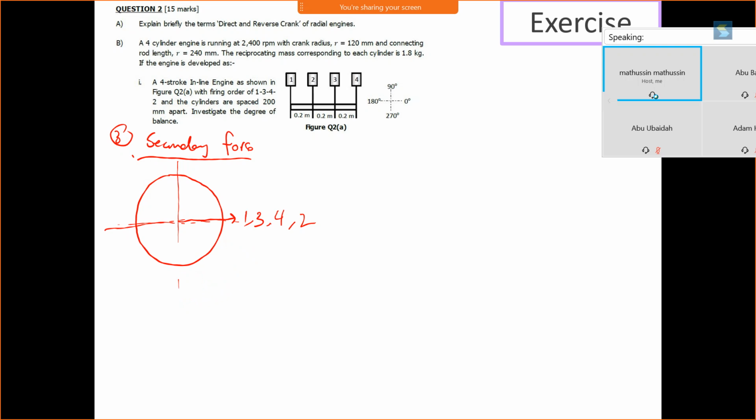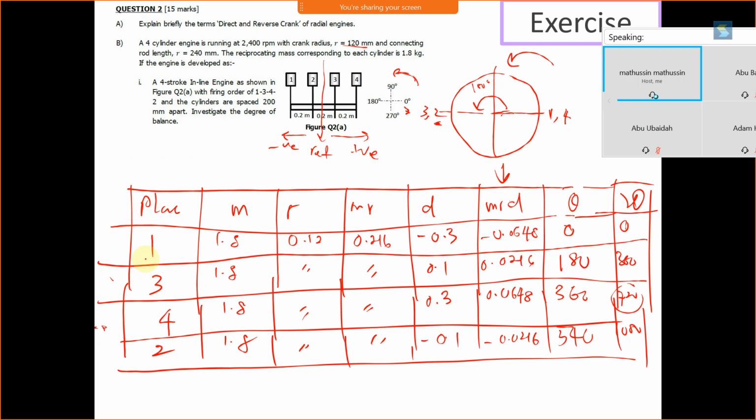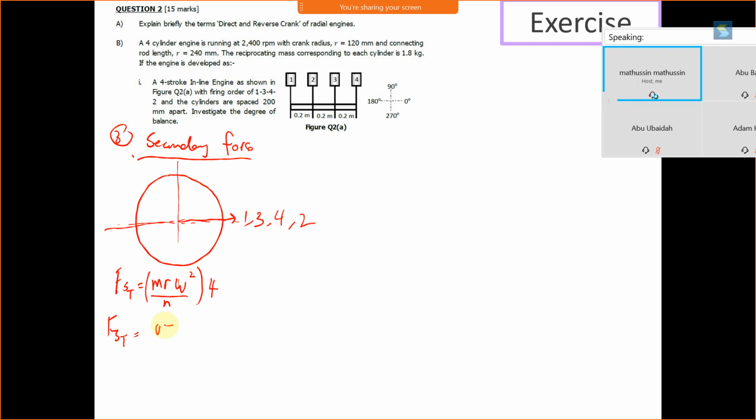So how to find it? So since we know that our Fs should be m r omega square over n. Since we have 4, so Fs total should be times with 4 lah. So Fs total must be, what is our mr? Mr is same, 0.216. 0.216 darab dengan omega. Omega is berapa omega? 2400.